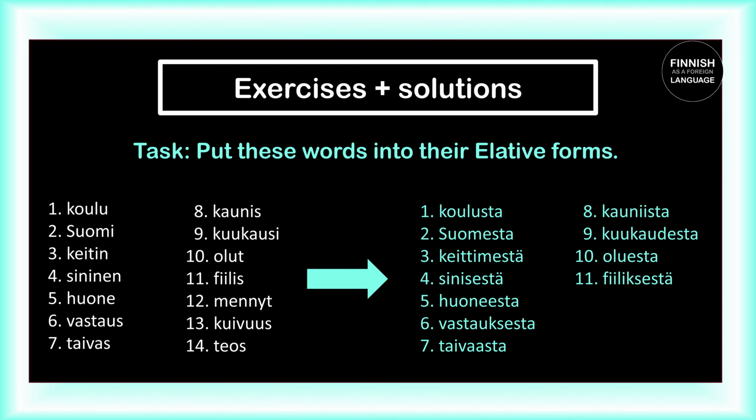Next one, fiilis. Yep, it's fiiliksesta. Next one, this one is a bit more challenging. Mennyt. What is the elative case? Very good, it's mennästä. Next one is kuivuus, means drought. What is the elative case? Very good, it's kuivuudesta. And our last one, teos, means work of art. Do you know the elative case? Very nice, it's teoksesta.